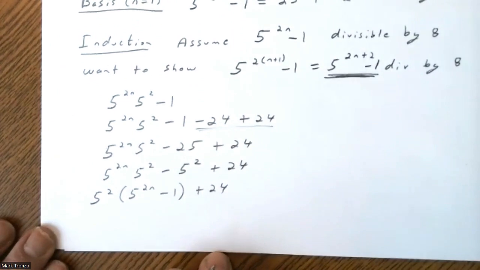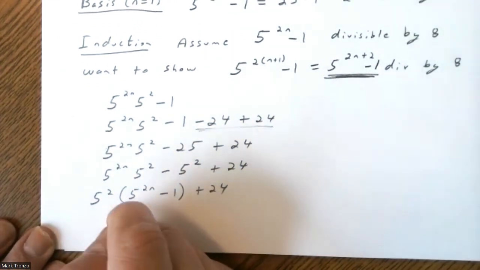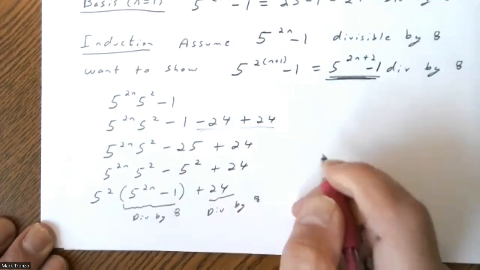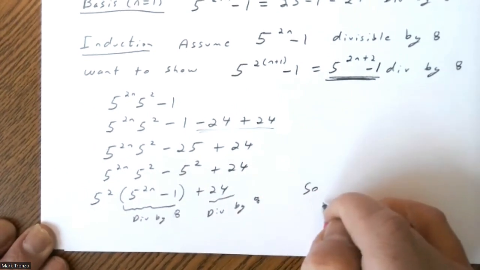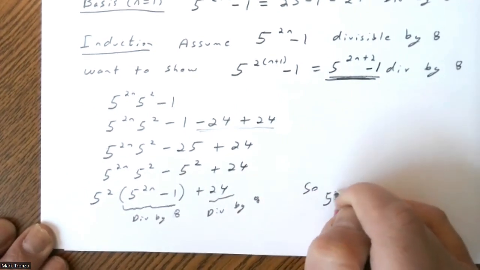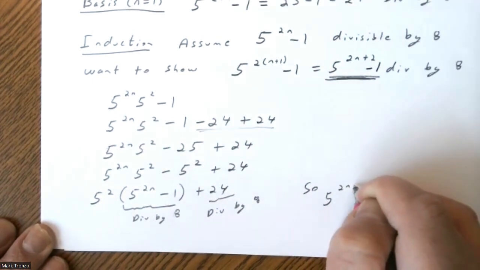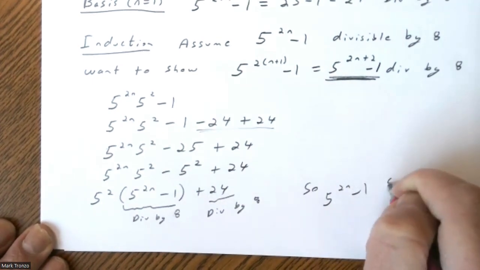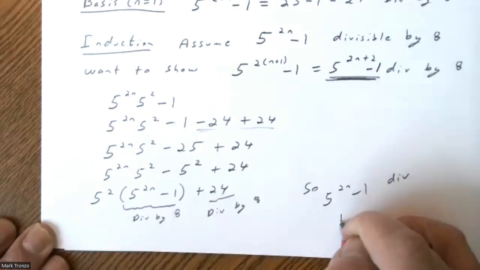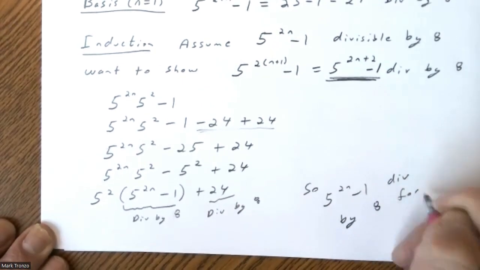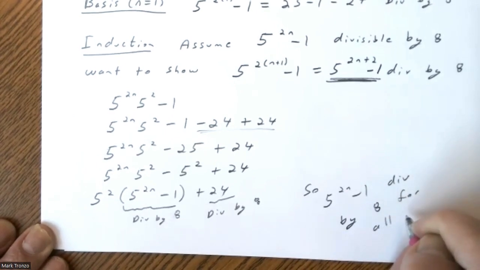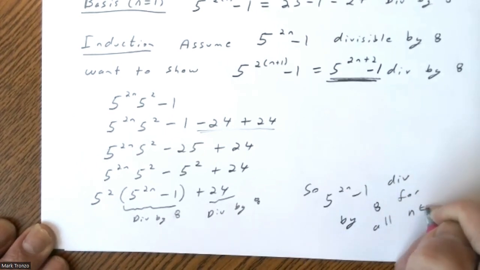And then, of course, this is divisible by 8 again. And so we've proved our induction. 5 to the 2n minus 1 is divisible by 8 for all n in the natural numbers.